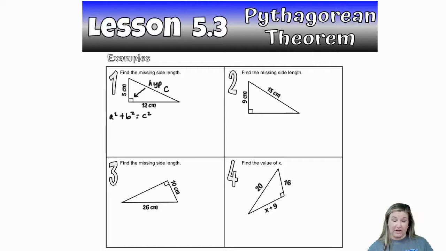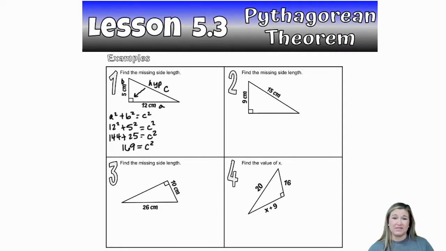And I know that it's c that I don't know. So 12 can be a and 5 can be b, or you can switch those. It's not going to really matter. So I'll have a squared, which is 12 squared, not times 2, 12 squared, plus b squared, which is 5 squared, is equal to c squared. And so then I'll take 12 squared, that's going to be 144, plus 5 squared, which is 25, is going to be equal to c squared. And so 144 plus 25 is 169, is equal to c squared.